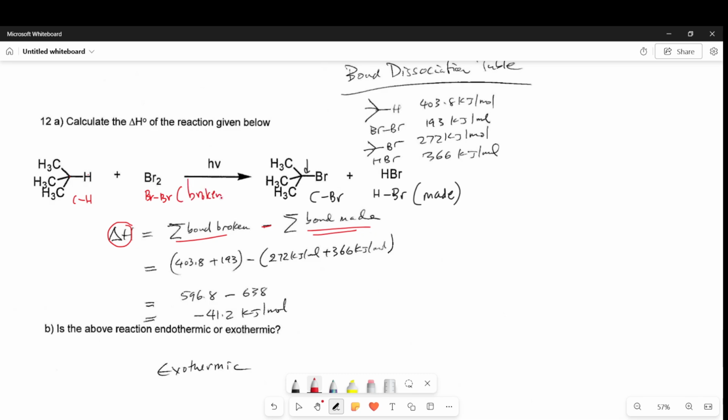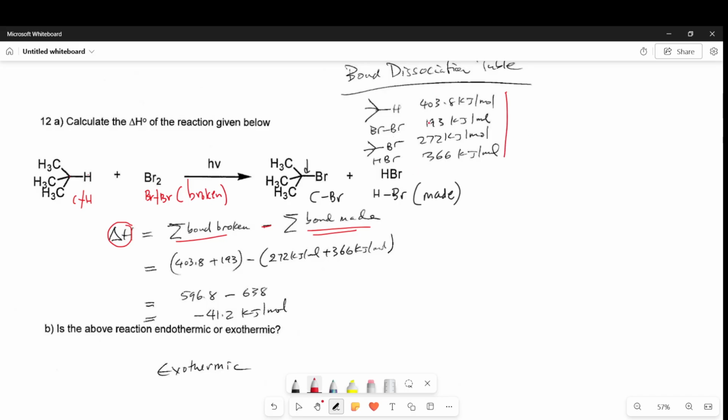So basically, to make this tertiary butyl bromide, this carbon-hydrogen bond has to be homolytically dissociated. This bromine-bromine bond has to be broken, and this has to be made. So for this test, I have given the table. Here is the table, bond dissociation. This is the dissociation table.